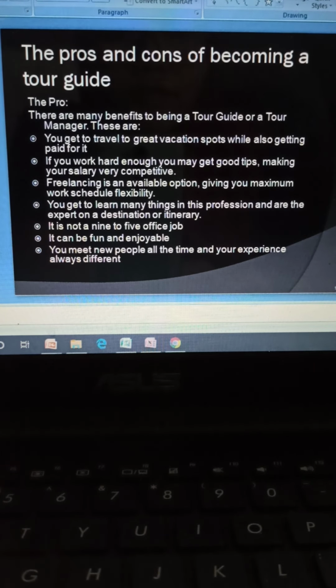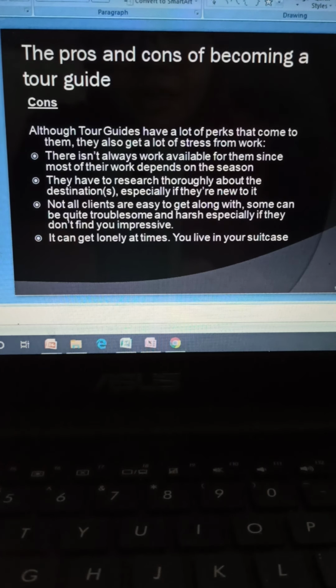Now, however, there's always going to be something that's bad. Okay, so the cons of being a tour guide is that, especially if you're freelancing, it's a seasonal job. Like right now, we're having the coronavirus. Nobody would want to go anywhere. So can you imagine those freelance tour guides will not have a job at this time because it's seasonal. Okay, it's either you have or you don't. So that's what's hard about it.